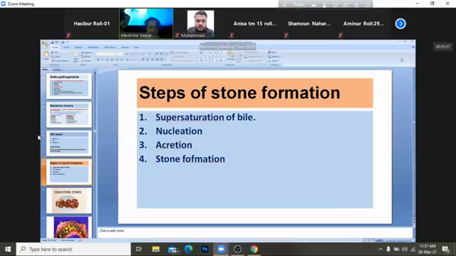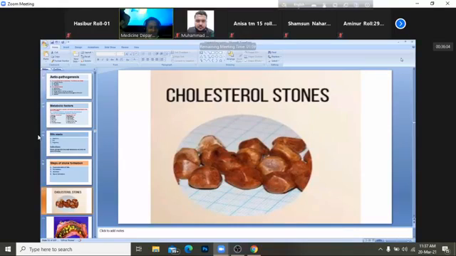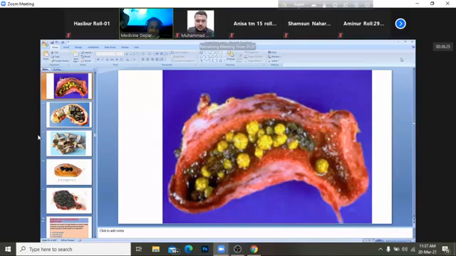Picture of the predominantly cholesterol stone. Usually cholesterol stone is solitary, but in a mixed pattern where cholesterol is predominant, it may be multiple, as in this picture. But usually a cholesterol stone is solitary. This is a typical cholesterol stone, yellow in color. And this is the typical mixed stone, multiple in number, multifaceted.